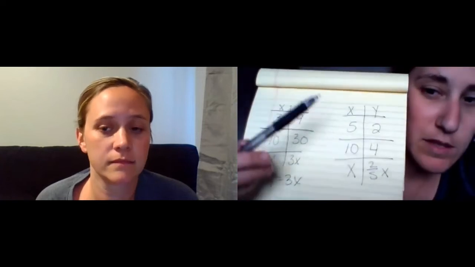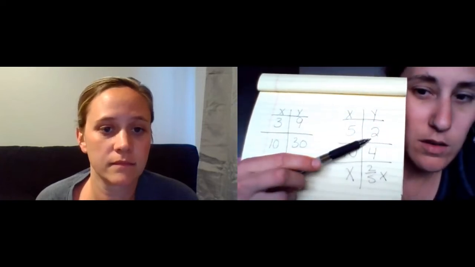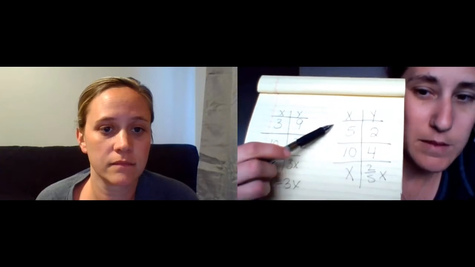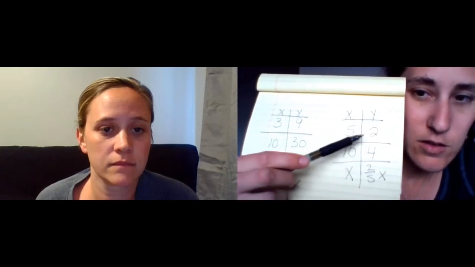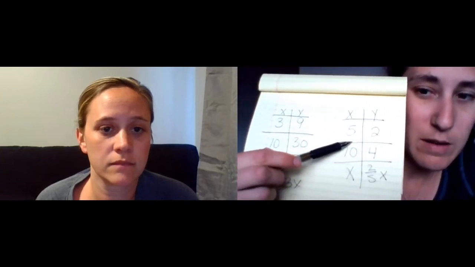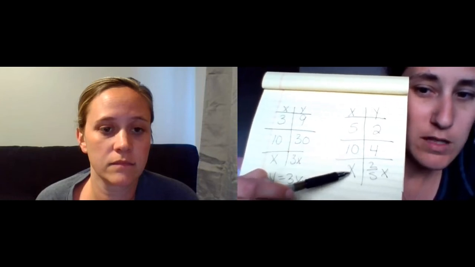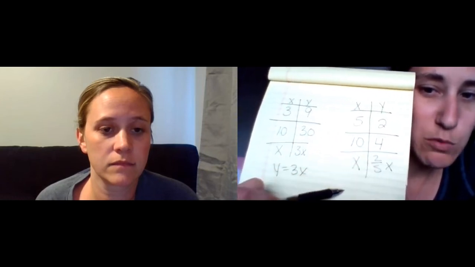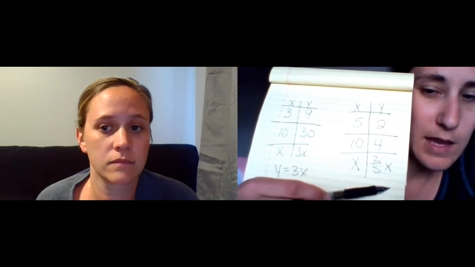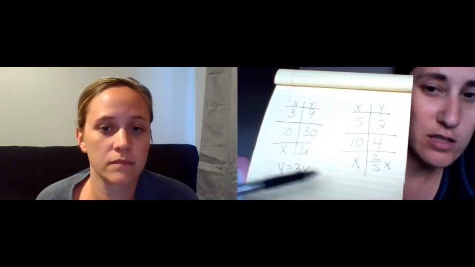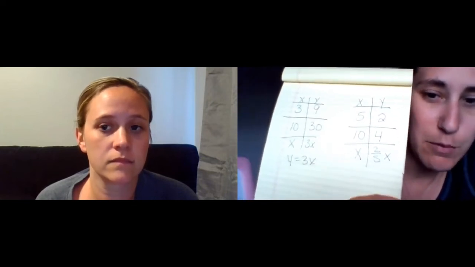So I did the same thing with this one. You would take the y column divided by x. So 2 divided by 5, 4 divided by 10. Or you could multiply it by 2/5. So your equation would be y equals 2/5 x. Okay, so that's just a quick reminder on how to find constant of proportionality using a table. We're going to be working on constant of proportionality today and tomorrow.